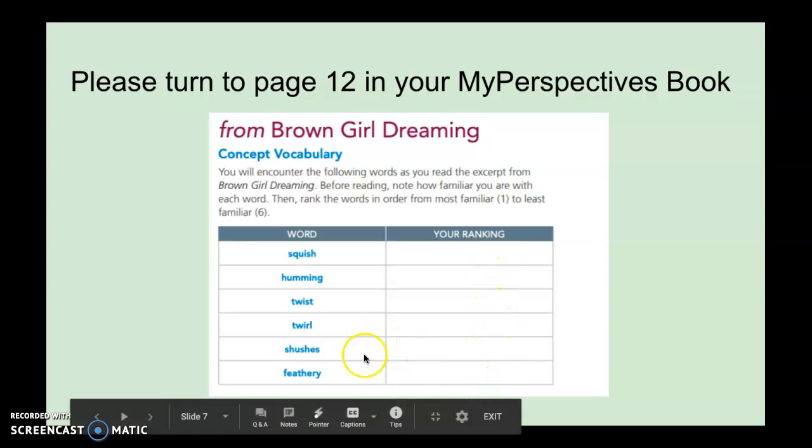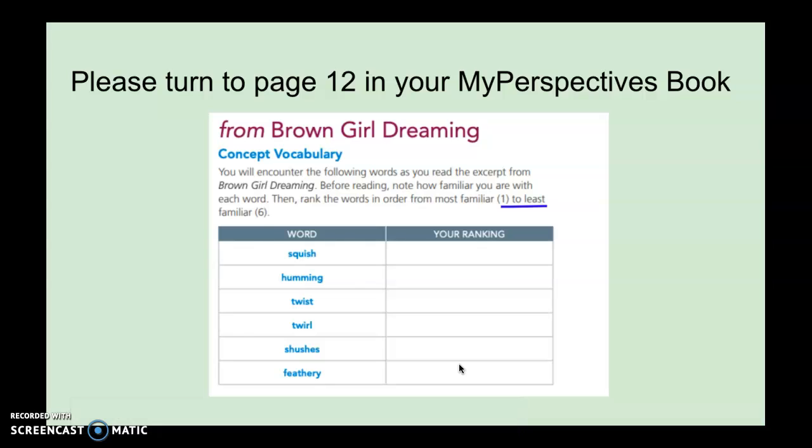So the one that you are the most familiar with will get a 1 in this column. The word that you're least familiar with, you're going to put a 6 in this column. Again, you're going to rank from 1 to 6. And you're going to put your ranking in the second column. And again, you're using the numbers 1, 2, 3, 4, 5, and 6.